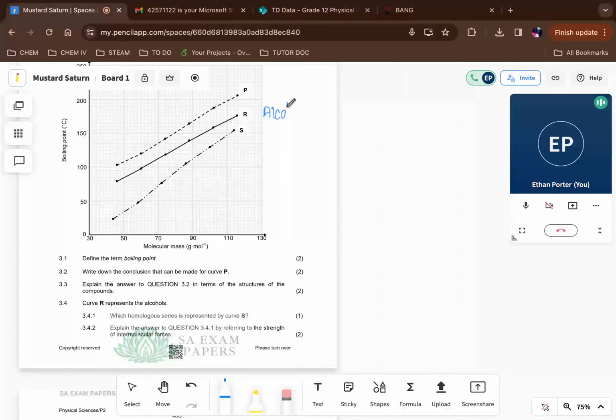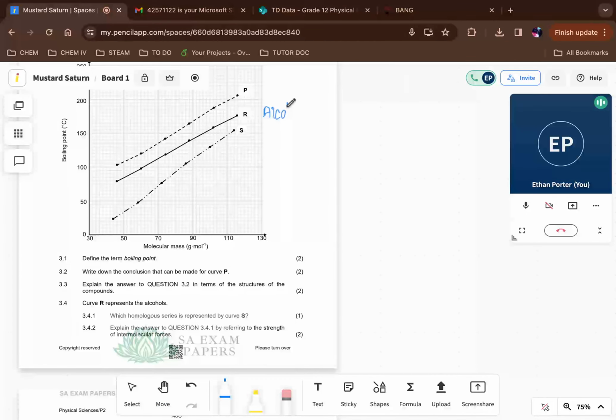We have carboxylic acids, primary alcohols, and aldehydes. So if R is alcohols, then what is S? Is basically what the question is saying. So carboxylic acids, if we just remind ourselves, have the functional group C double bond O O H. Alcohols C O H, and aldehydes C double bond O H.